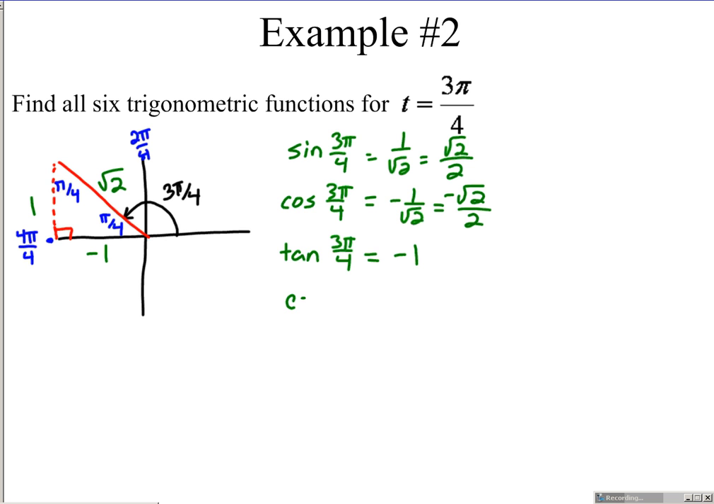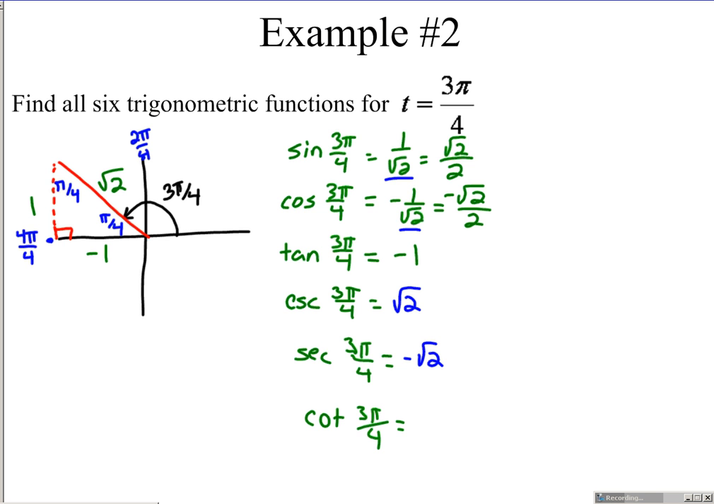Reciprocal identities. Cosecant, secant, and cotangent. Cosecant, reciprocal of sine. Now, when you do these, look at what you did before you rationalize. So right here, sine was 1 over root 2. Take the reciprocal of that. It's just root 2 over 1 or root 2. Secant, look at this one. We get negative root 2 when we take the reciprocal. Cotangent is the reciprocal of tangent, so that's still going to be negative 1.